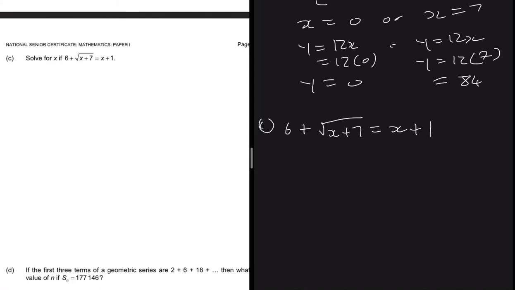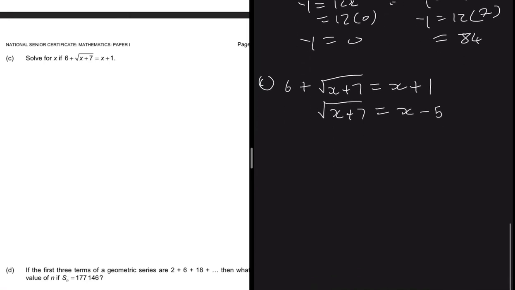It's actually the same if I square 6, because even if I take it to the right hand side, I'm going to square it at the end. If I'm squaring one side, then I have to square both sides to maintain the equality. So we're going to have x plus 7 equals x minus 5 minus 6, right? I'm subtracting 6 from both sides.